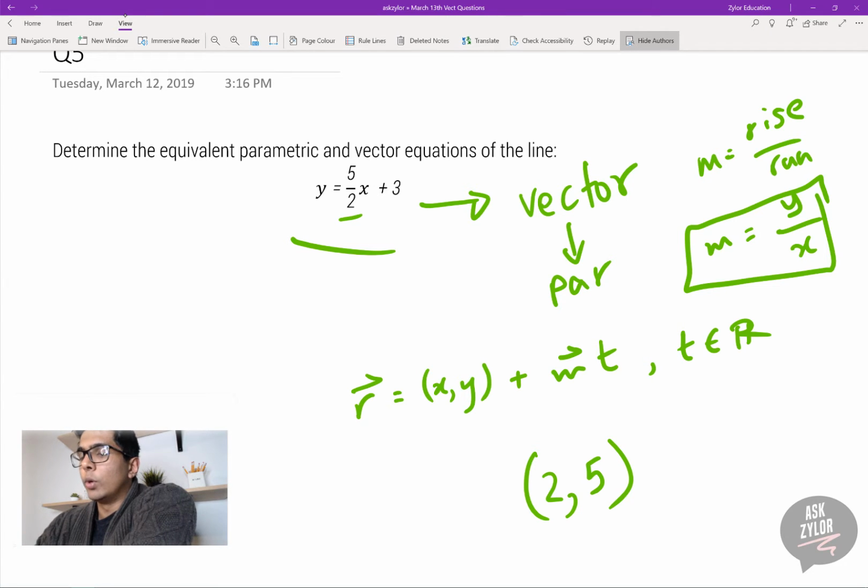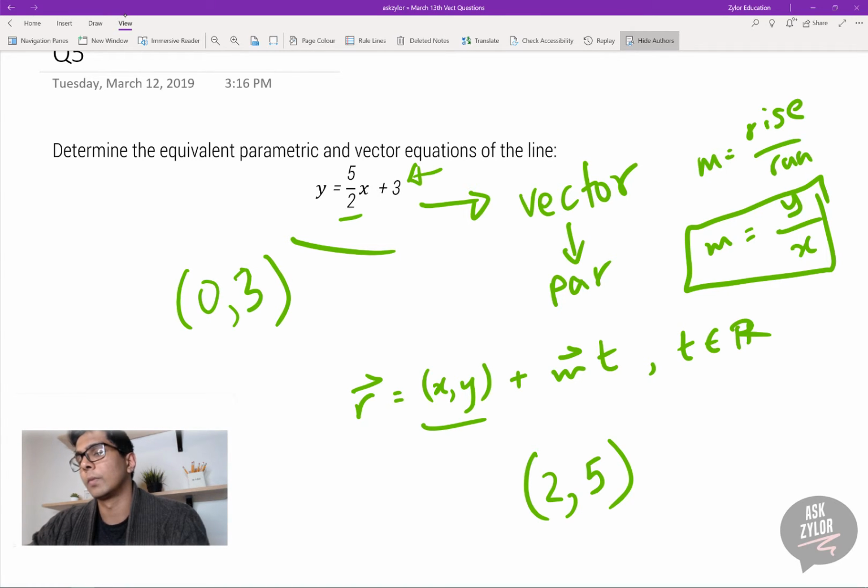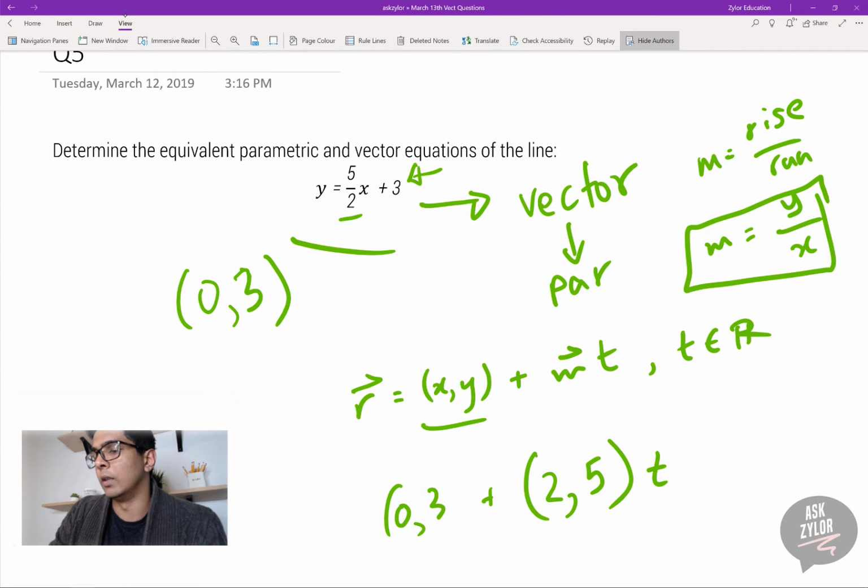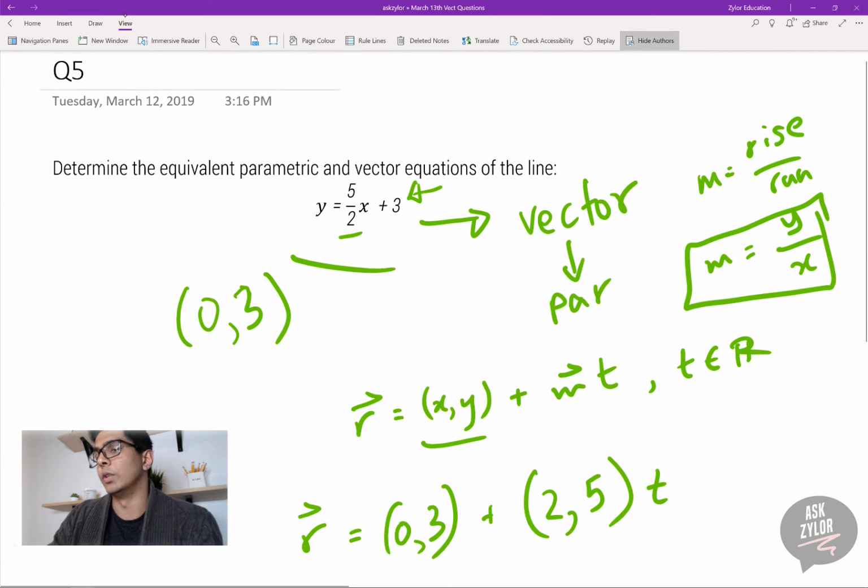Now we also need a point on this line. An easy point that we can always get from this general equation is the y-intercept, because if we plug in 0 for x, we have y is equal to 3. So I have a point (0, 3), and I'm going to use that point. That is my vector equation.